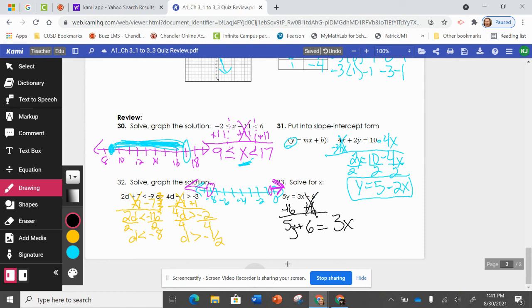The last step, this is 3 times x, so the opposite is dividing by 3. I can't divide 5 by 3 evenly, and I cannot reduce it, so I'm going to leave that as 5/3 y. 6 divided by 3 is 2, so plus 2 is equal to x. And that's it. X is now alone.